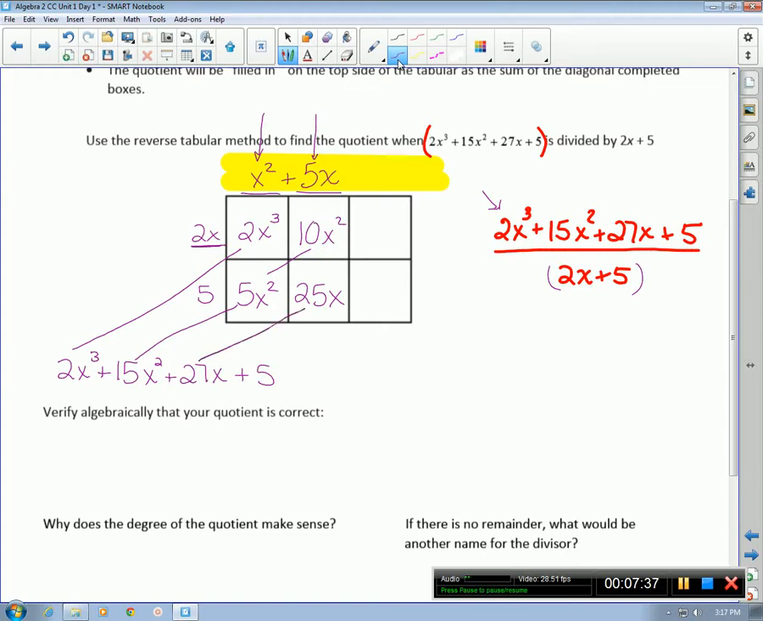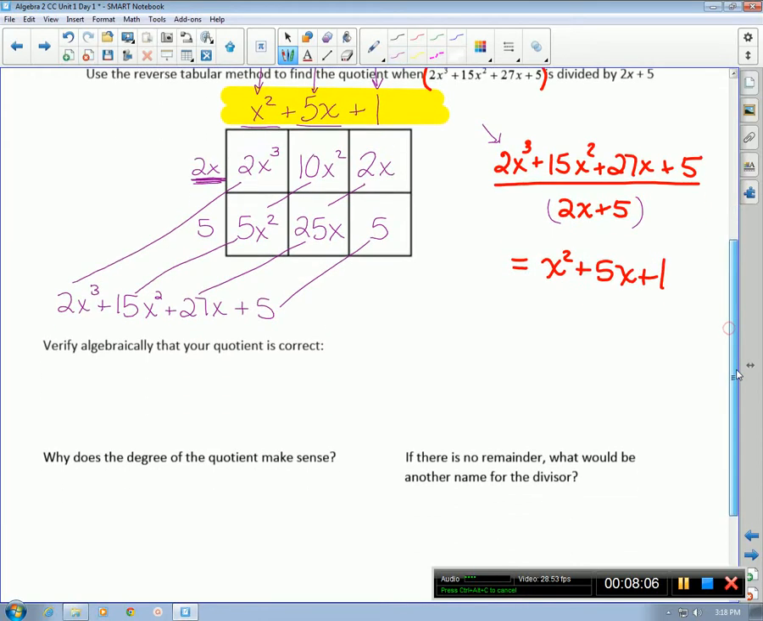27x came from 5x and this box. So this must be 2x, which, knowing that 2x times something gave us 2x, that something is 1. Now that we have the column, we can finish the column, and lo and behold, it goes in evenly. So the quotient for this division is x squared plus 5x plus 1.